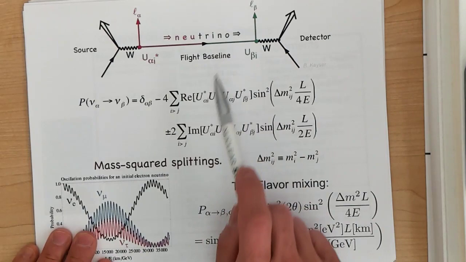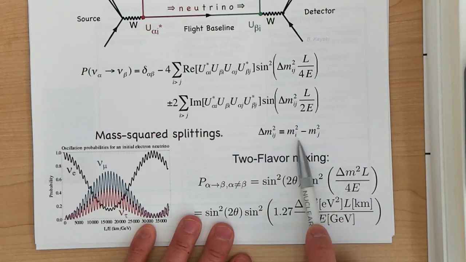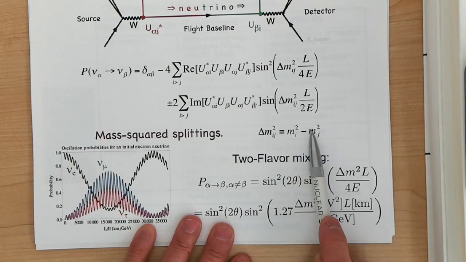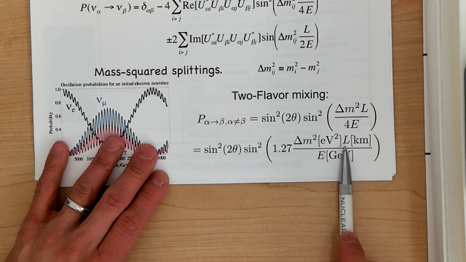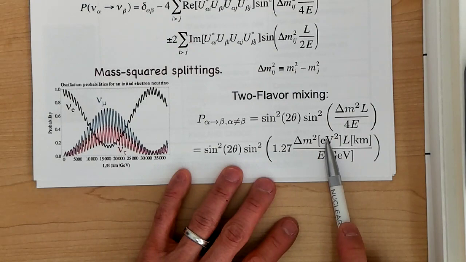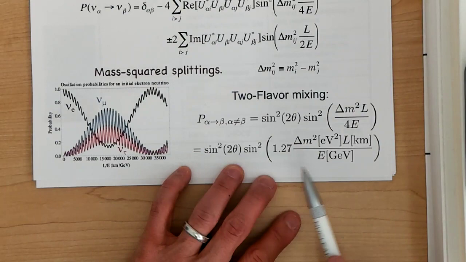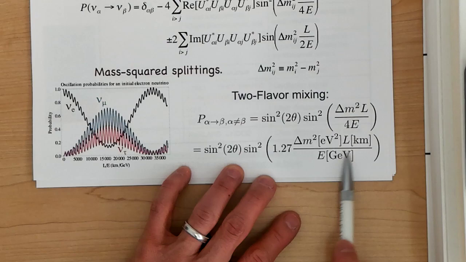L is the baseline, and what characterizes the oscillations is the difference in the mass squares of the neutrinos, m_i squared minus m_j squared, where these are different neutrino masses. And E is just the energy of the neutrino. So you can see, if you put in numbers here, it's about 1.27 if you have delta m squared measured in eV squared. Typically, it's somewhere around electron volts-ish. And if you measure L in kilometers, and you measure E in GeV, which is a good scale, then you get oscillations like sine squared of 1.27 times this product.